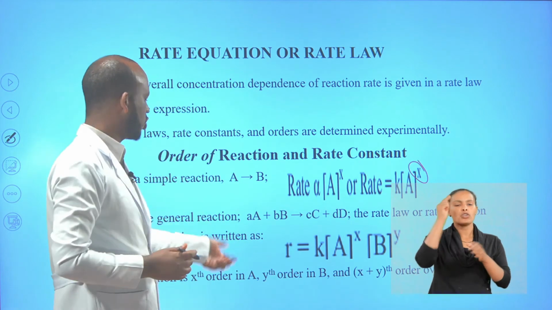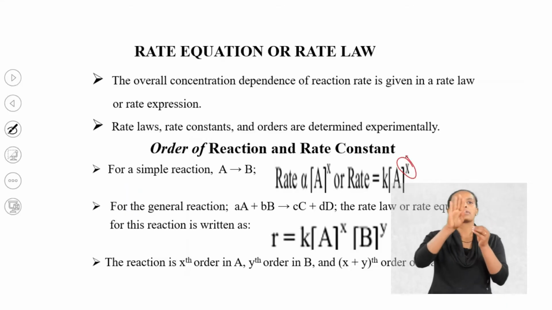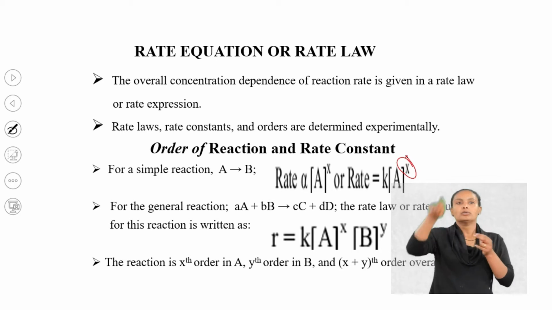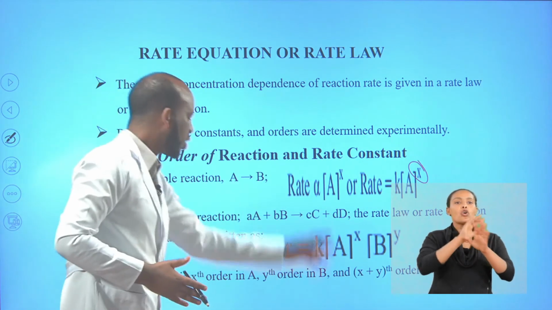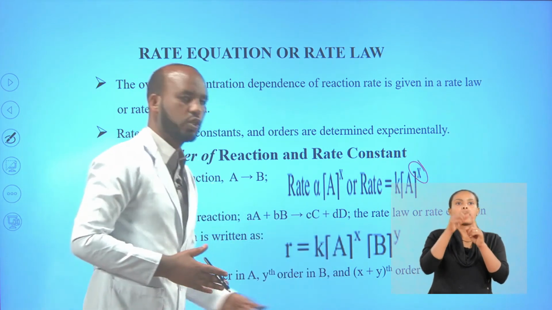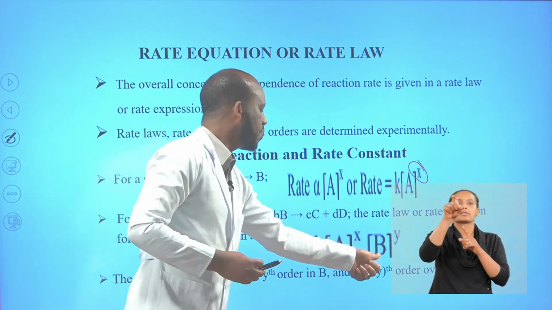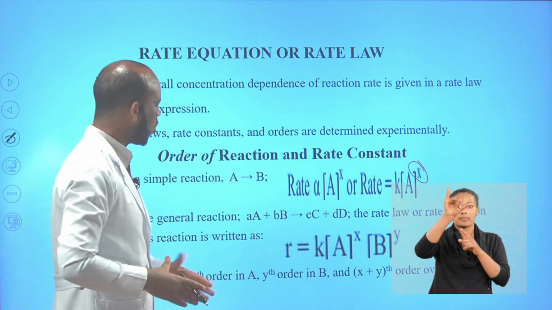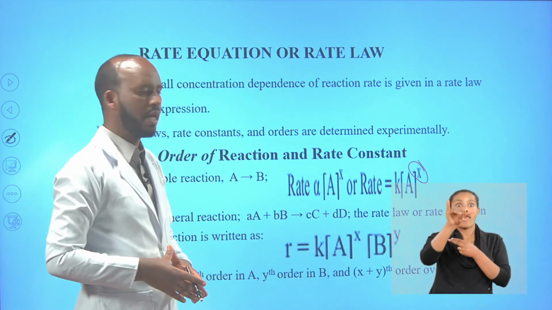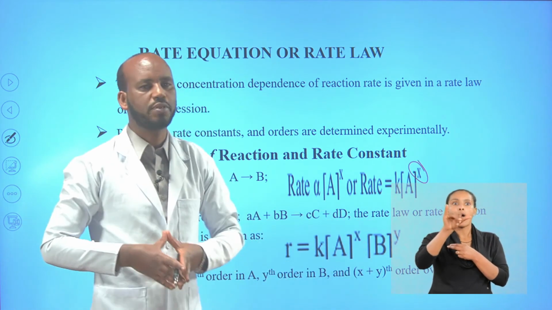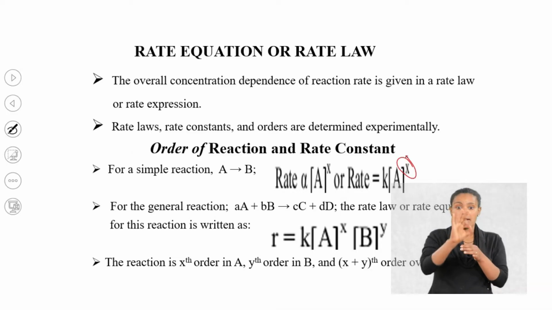For the general reaction aA plus bB to form cC plus dD, the rate law or rate equation for this reaction is written as rate equals K times concentration of A raised to X times concentration of B raised to Y. Order of reaction with respect to A is X. Order of reaction with respect to B is Y. Overall order of this reaction is X plus Y. X and Y are obtained experimentally.